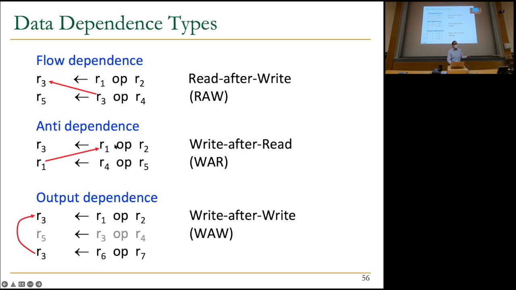Technically, these instructions have nothing to do with each other, right? As you can see, this is just reading register 1 and producing some result. This is writing into register 1 some result that has nothing to do with this instruction. So technically, this could be R1000. But here, if this is R1000, this also has to be R1000. That's the difference between these dependence types, right?